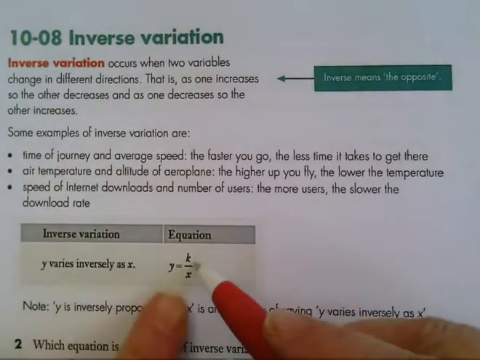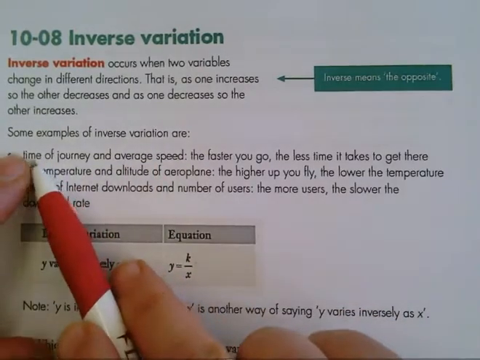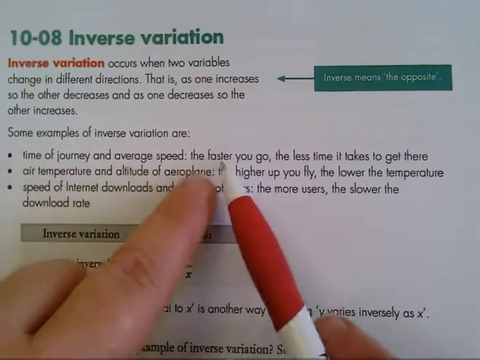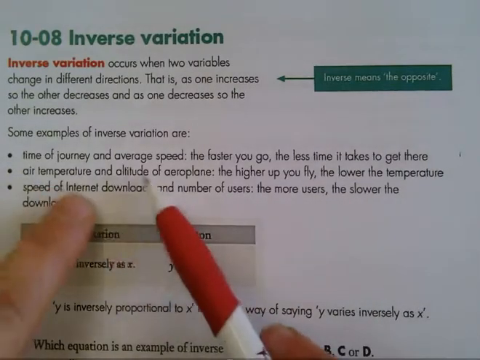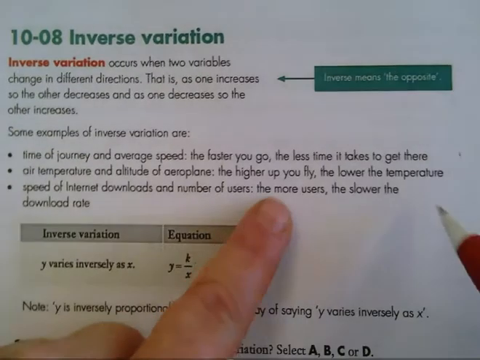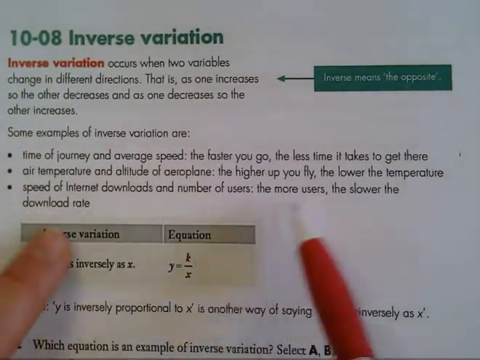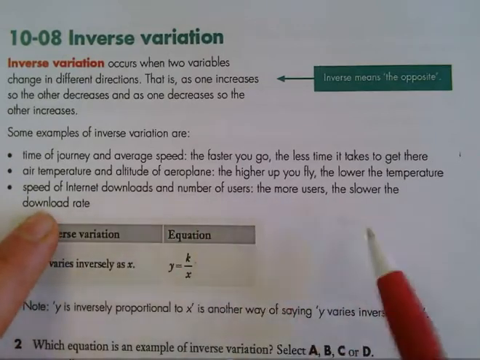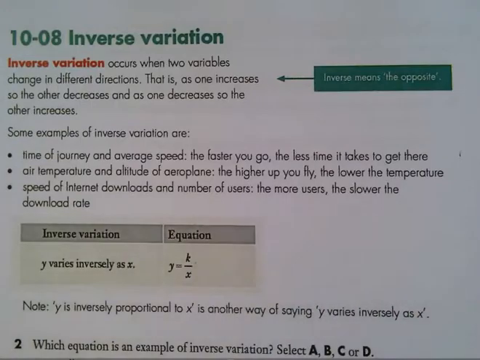Remember a few lessons ago, these are some examples. With the time of journey and average speed, the faster you go, the less time it takes if you're driving, or the faster you walk, the quicker you'll get there. That's inverse. Air temperature and altitude of a plane: the higher you go up, the lower the temperature. As one quantity goes up, the other one goes down. Another one is internet speeds: the more users on the internet, the slower the download rate.